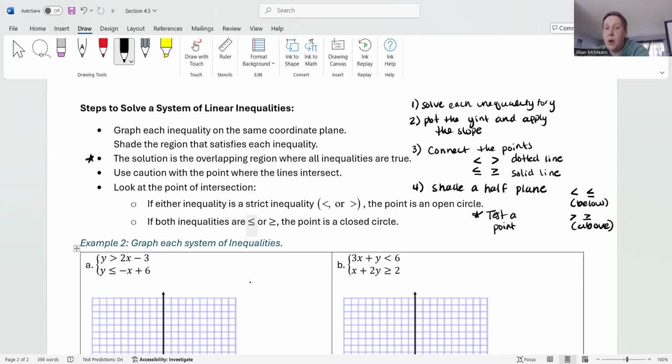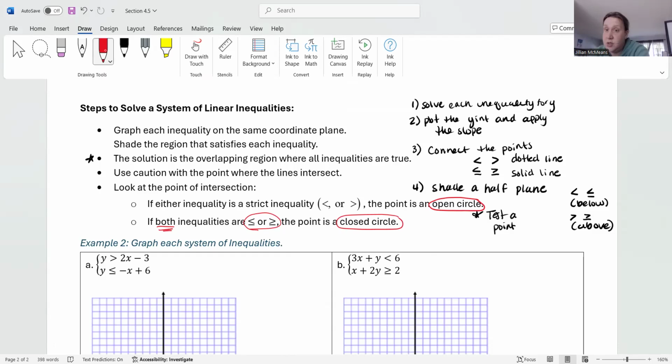You have to be careful where the two lines actually intersect. So where the two lines actually intersect, you have to put something there. You either have to indicate that that point is part of the solution or that point is not part of the solution. If either of your inequality symbols is a strict inequality, meaning strictly less than or strictly greater than, we always want to use an open circle at that actual point of intersection. And if both inequalities have the or equals to, you would use a closed circle. So you do have to be a little bit cautious there when you graph these by hand.